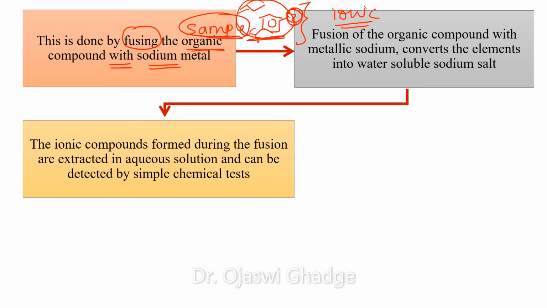For example, suppose this is my compound. When I fuse this compound with the sodium metal, the product which is formed after fusing is NaCl. So that is existing in water in the form of ions, that is Na+ and Cl-. So from my sample, now this Na has taken up the chlorine, and this is now present in this water, because it is extracted in aqueous solution.